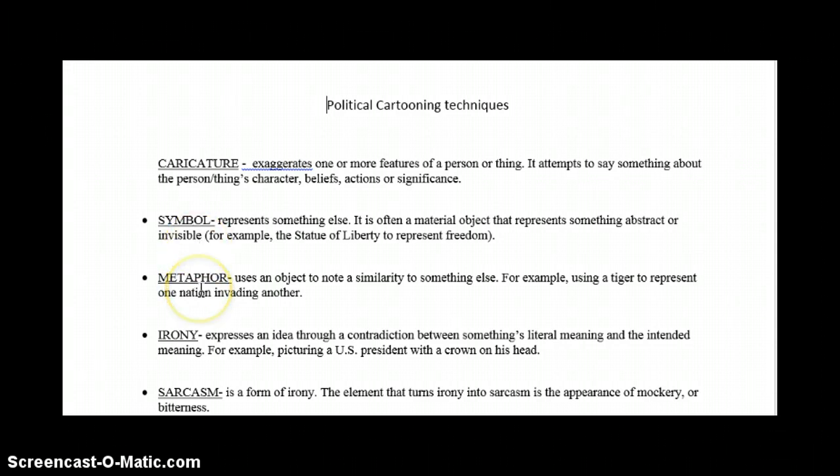A third type of technique is called metaphor. Metaphors are basically comparisons of 2 or more seemingly non-comparable objects or individuals. For example, in a political cartoon, using a tiger to represent a nation in a cartoon where one nation is invading another.